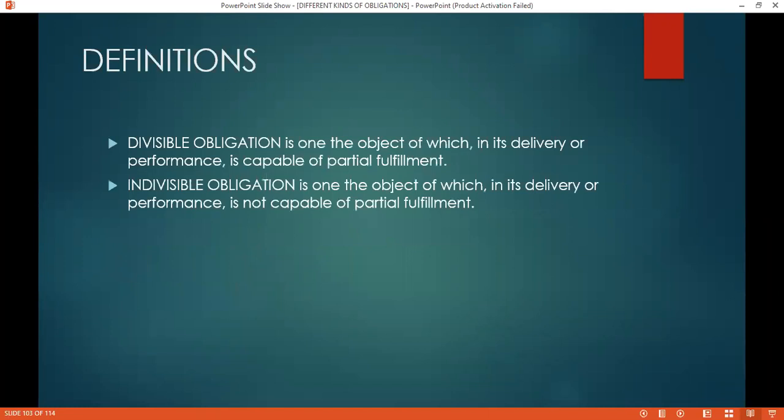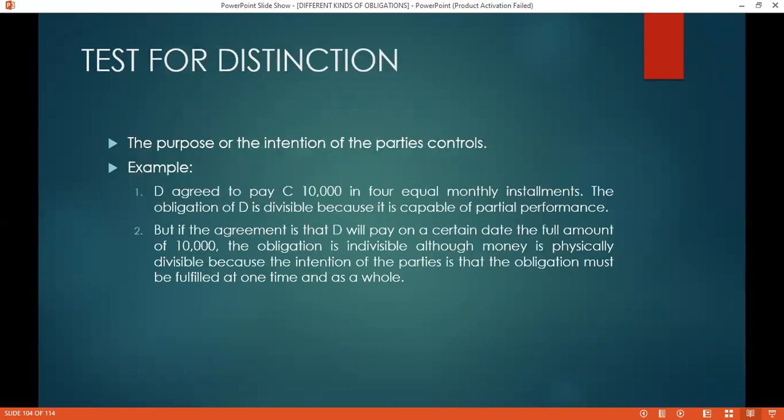So let's start with the definitions. What is a divisible obligation? According to the law, it is one the object of which in its delivery or performance is capable of partial fulfillment. Indivisible obligation, on the other hand, is one the object of which in its delivery or performance is not capable of partial fulfillment. Now, to better understand divisible and indivisible obligation, let us distinguish the two.